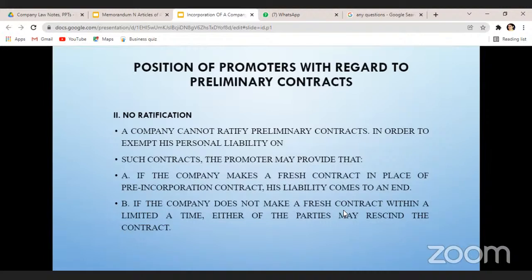The next one is, if the company does not make a fresh contract within the limited time with the promoter, with the preliminary contractors, both the parties may stop. Then also the promoter's liability comes to an end. So this kind of authorized valid way of formal consent should not be given. Okay.